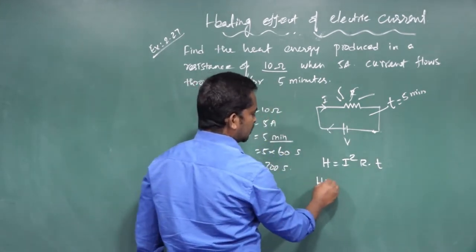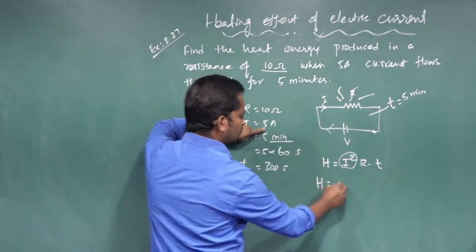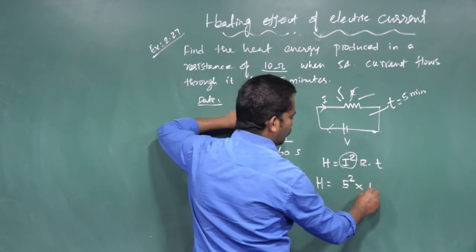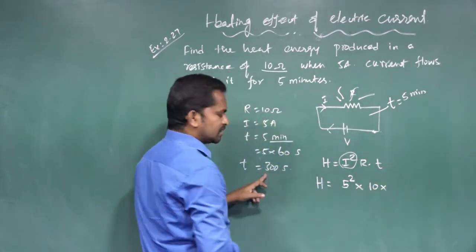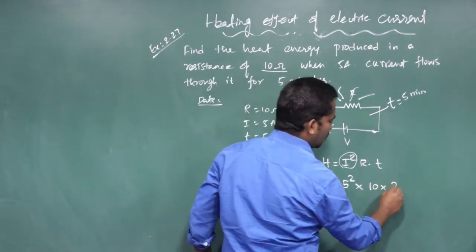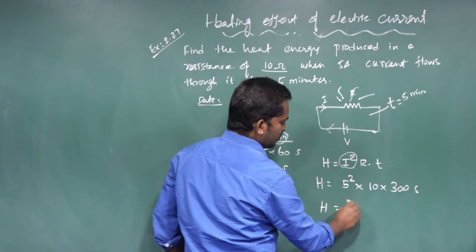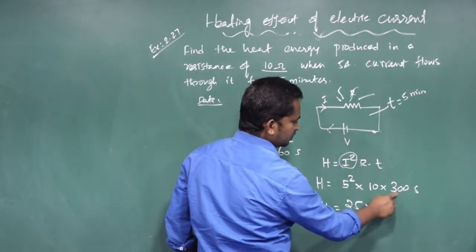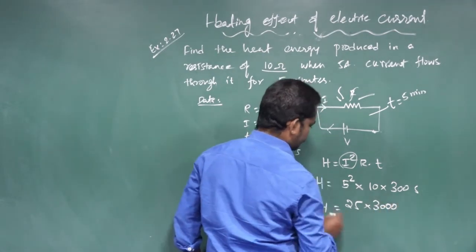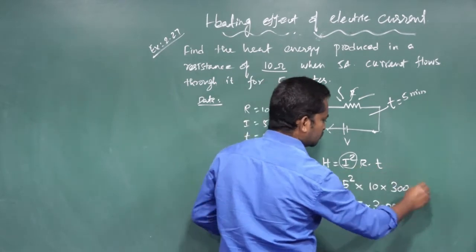H is heat energy. H is equal to, what is the I value? I is 5 ampere. So 5 square into resistance value 10 ohm into time 300 seconds. Your minute value is converted to seconds, so 300 seconds. So H is equal to 25 into 300 into 10. So H is equal to I square RT joule.